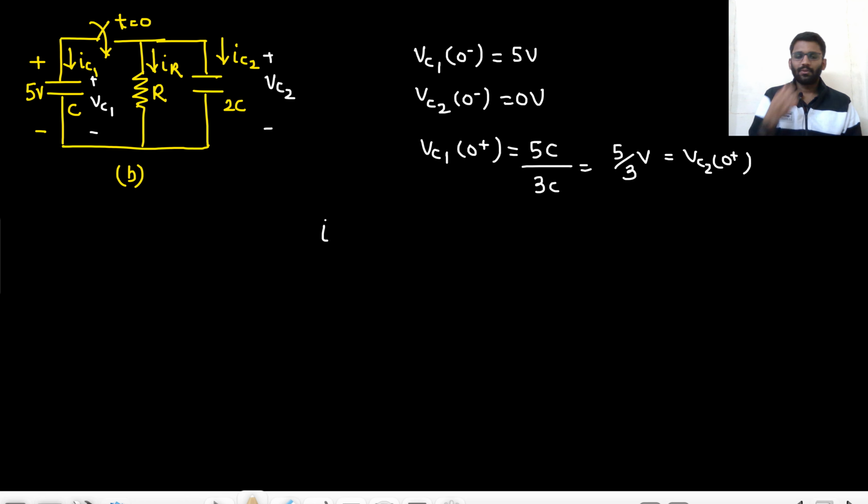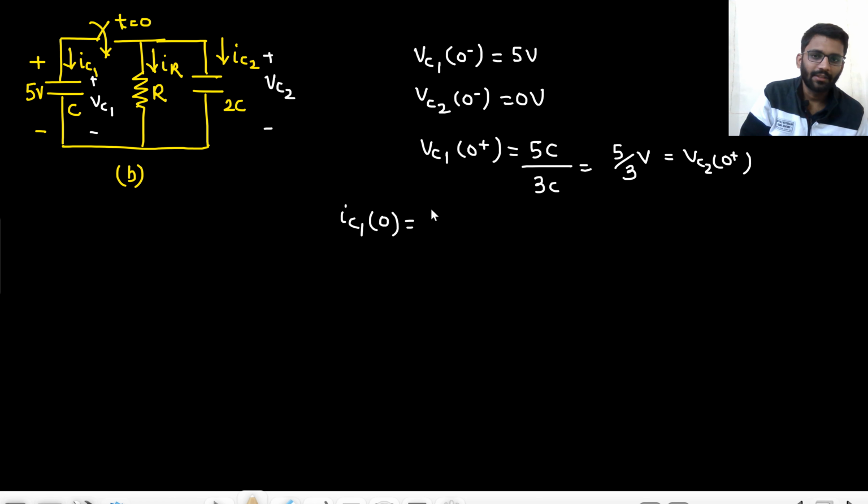One more thing to notice here is that IC1 current is in this direction. That means it will charge the 5 volt capacitor. But what is happening? You are losing your charge, right? So IC1 at t equals to 0, what would it be? Initially you had 5 volt, finally you are having 5 by 3 volt. So 5 by 3 minus 5, right? 5 by 3 minus 5 into capacitance C delta T.